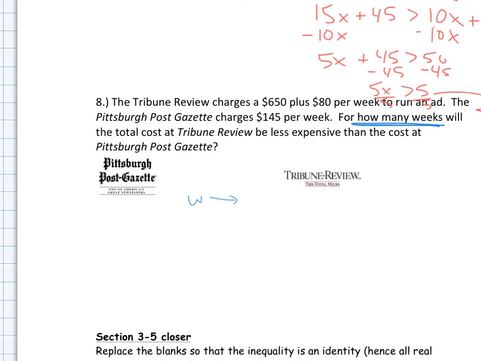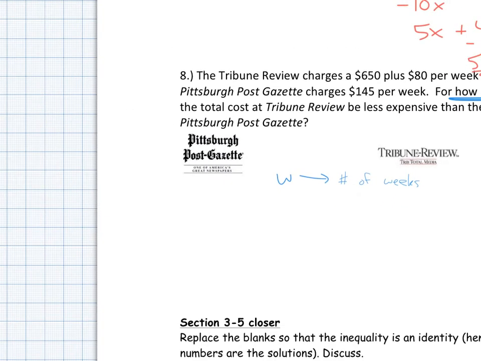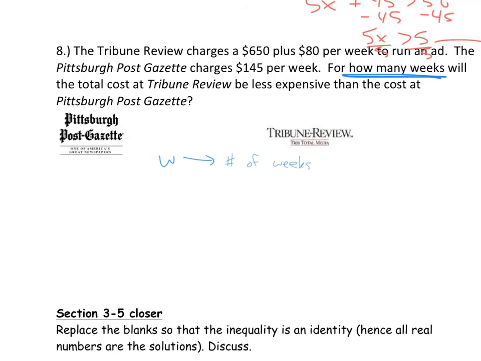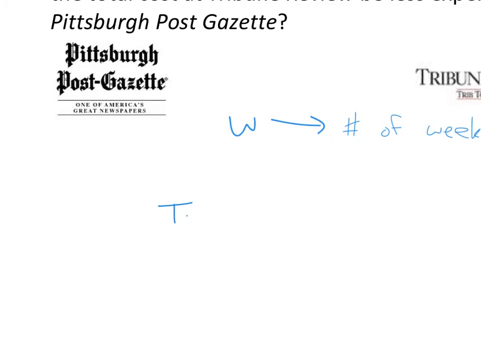How many weeks can we run this ad? With the Trib, you have to pay the startup cost of $6.50 and then $80 per week. So you have a large upfront cost, but then a lower cost per week. So W is the number of weeks the ad is run, okay? So what we have here is we've got two options. We've got the Trib and we've got the Post-Gazette.